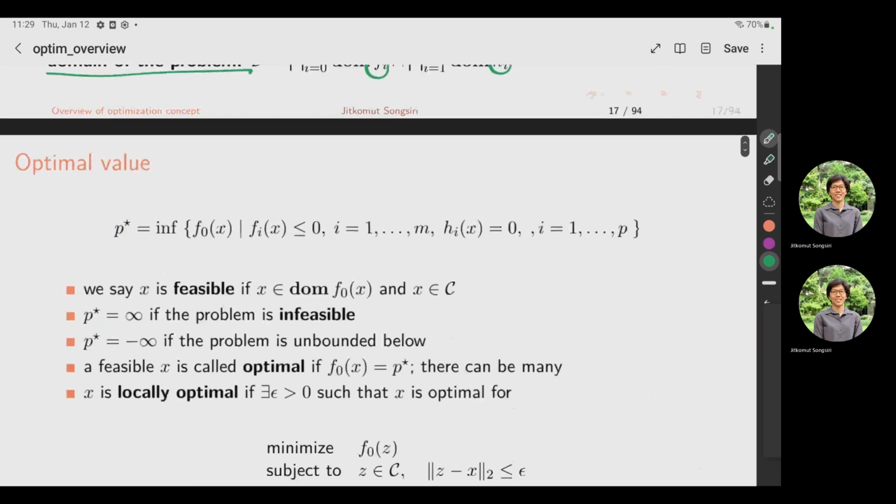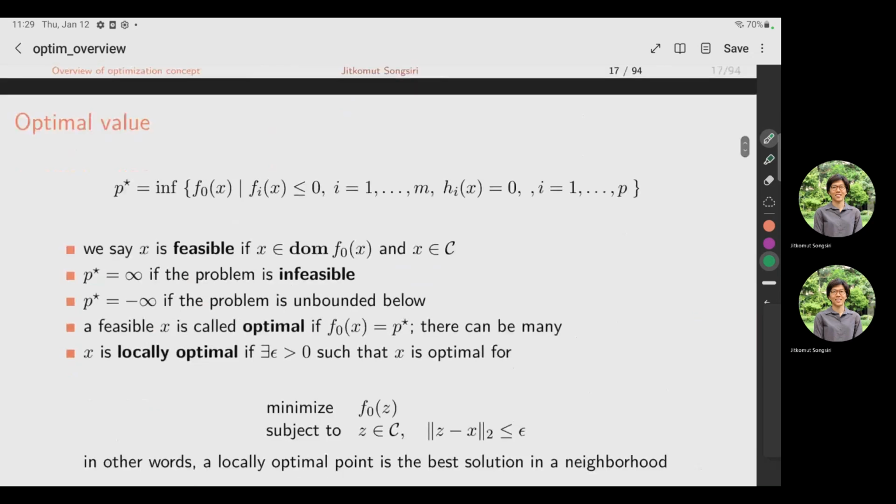Now, what is the optimal value of an optimization problem? You're going to find the infimum of your objective function over x, where your x satisfies all the constraints. When your x belongs to the constraint set and is in the domain of your objective function, we say your x is feasible.